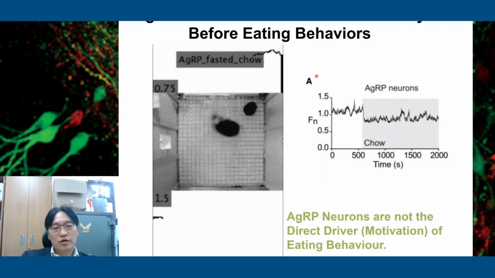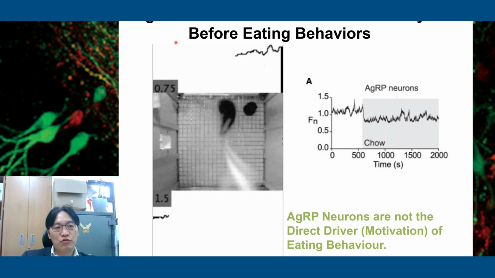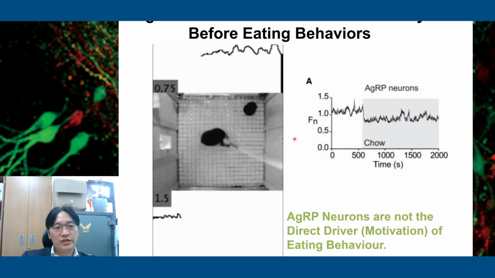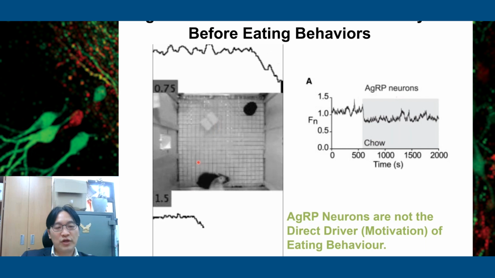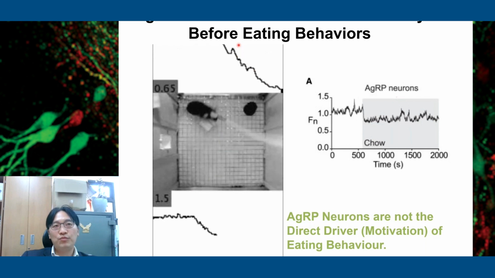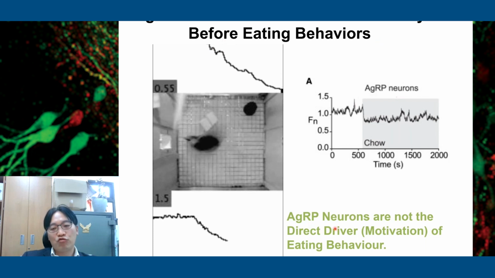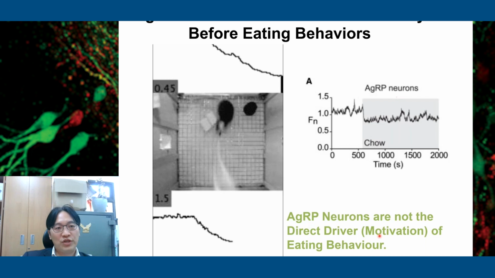Because of the important research that if you measure this AgRP neuron, people thought that this would persist until you finish your eating. But 10 years ago, this paper showed that as soon as the mouse sees or smells the food, this AgRP neuron is inactivated even before eating behavior starts. So AgRP neuron cannot be the direct driver or motivation for the eating behavior.